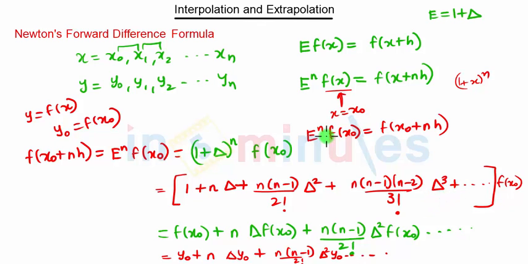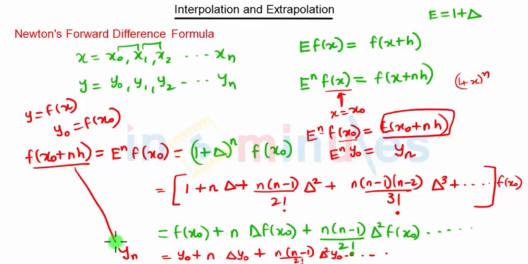So E to the n of f of x0 is nothing but E to the n of y0, which will be nothing but yn. So we get yn is equal to y0 plus n times delta of y0 plus n into n minus 1 upon 2 factorial delta square y0 and so on. This formula is known as Newton's forward difference formula. This formula will be very useful to perform interpolation and extrapolation.